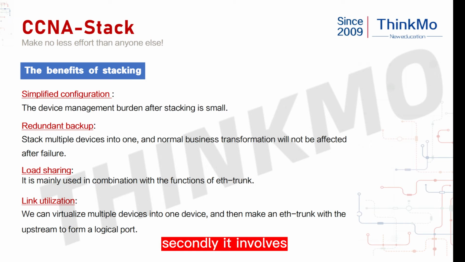Secondly, it involves load sharing of traffic. It is mainly to combine with F-trunk. The function of using F-trunk is called link aggregation. It is done by tying up ports on multiple switches, ports that form a logical port, to achieve this load sharing of traffic.